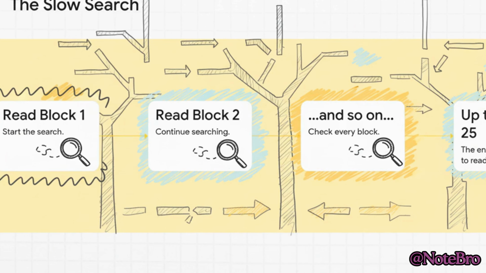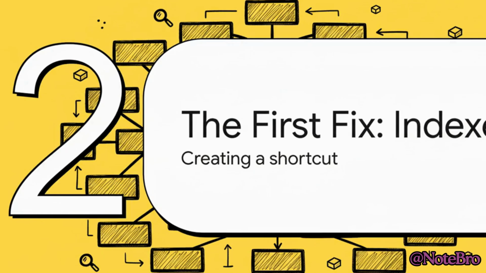Now, if you need to find one specific piece of data, the database has to do what's called a full table scan. And it's exactly what it sounds like. It has to open block 1, check it. Open block 2, check it. All the way up to block 25. For a big table, this is just painfully slow. Yeah, opening every single box in the warehouse is not a great strategy.